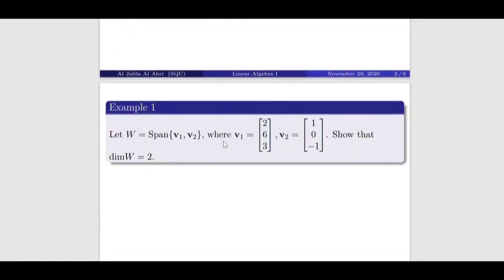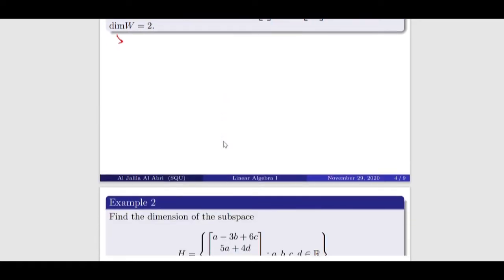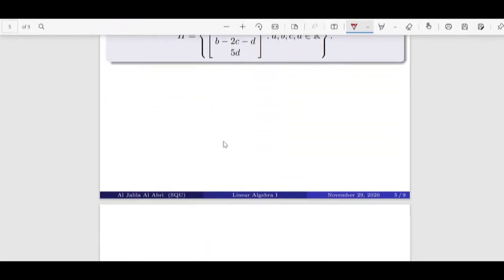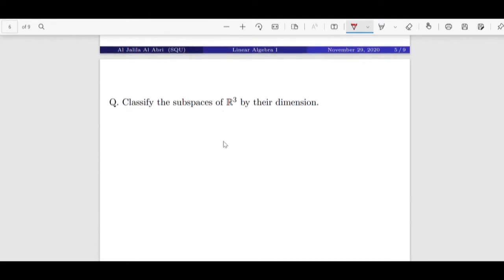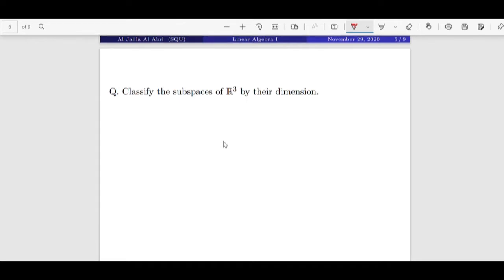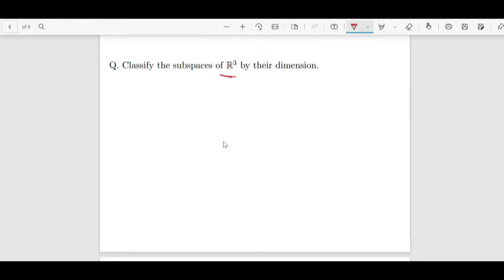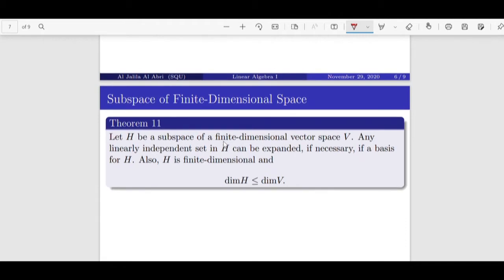فمثلا لما يعطينا هنا W is a span of these two vectors V1 و V2, show that dimension of W is equal to 2. إذا معناته we have to show أن ال basis contain two vectors. إذا عدد الفيكتور اللي موجودات في البيس عبارة عن 2 فيكتور إذن على طول this one is a basis. نفس الحالة في الباقي كله لازم نجيب البيسز بعدها نقرر إيش هو الدايمنشن. Classify the subspaces of R3 by their dimension. في عندي 0 dimension، 1 dimension، 2 dimension، 3 dimension. الكلاسيفيكيشن موجودات في الكتاب.